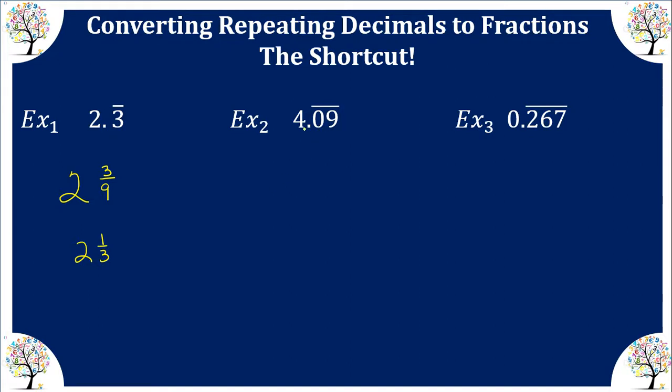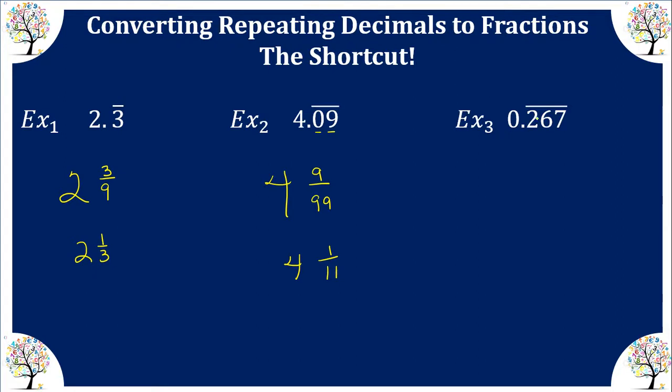Now let's take a look at 4.09 repeating. We have two digits, 09, 09, 09. So we have our whole number, and then we have 09, or just 9. And since it was two digits, we're going to have two 9s, so 99. Of course, we can simplify that as well.